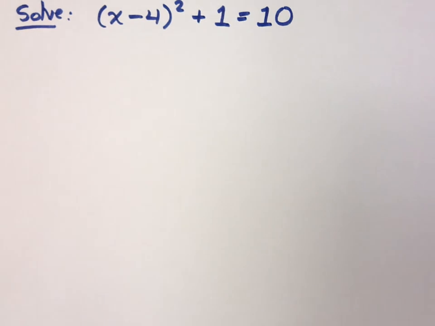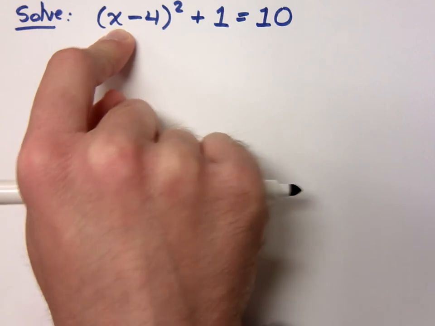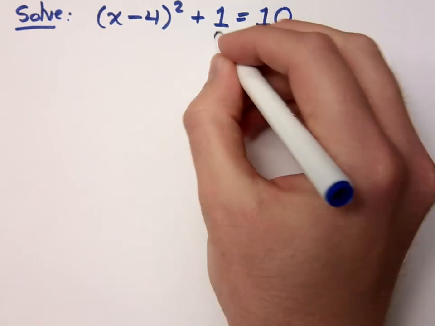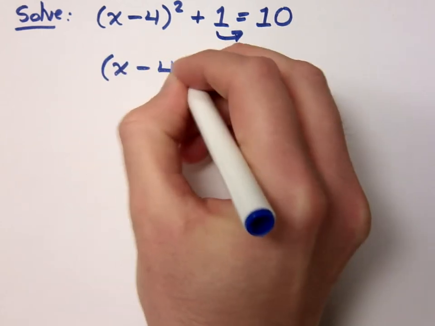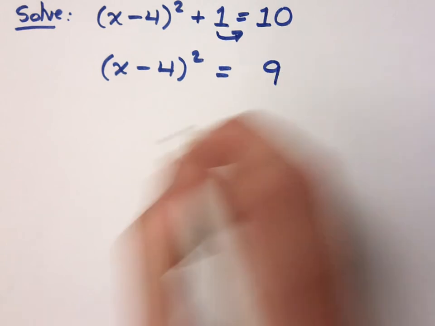Let's look at another quadratic equation here. It's just like the last one, right? I made it too easy. So what do I need to do? This is the only place I have x, so we're going to isolate it. How do you do that? Move the 1 over. So we have x minus 4 squared equals 9.